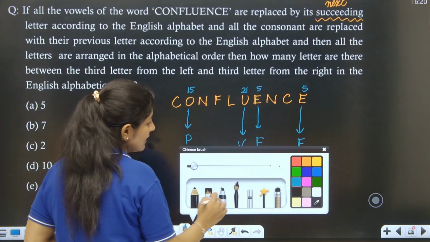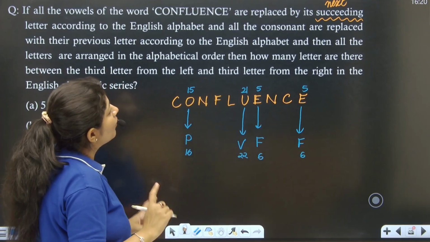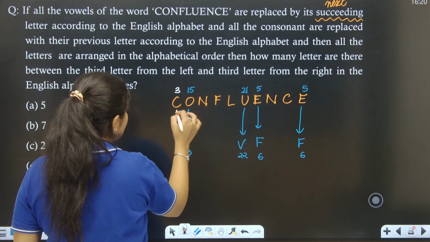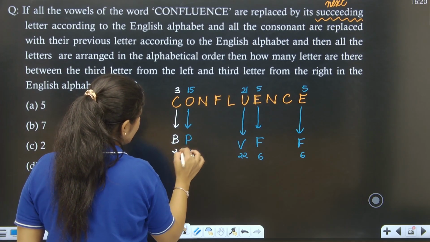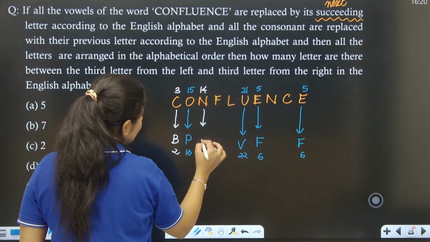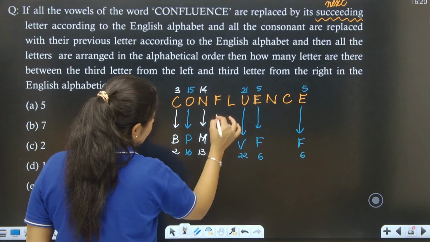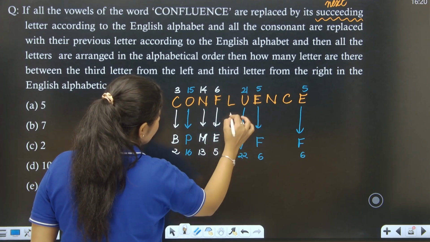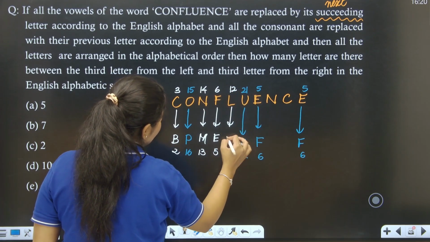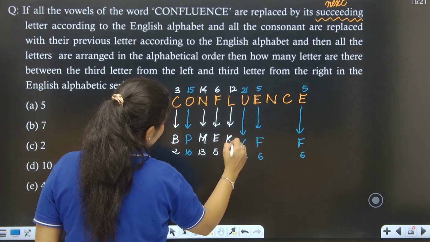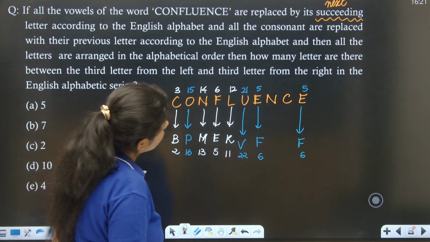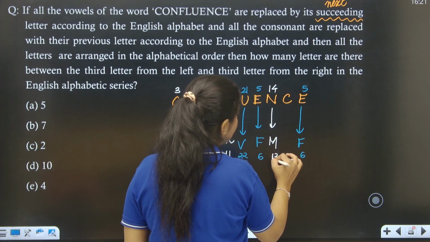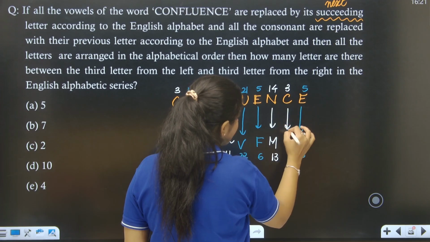We have completed this. Now the question says the consonants are replaced with the previous one, that means the one before. C here is replaced with B. N becomes M. F becomes E. L becomes K. And L again becomes K. Here we get M, and here we have B.